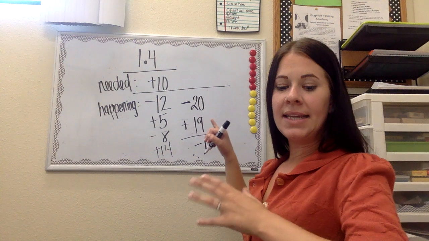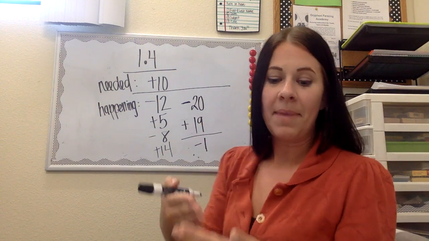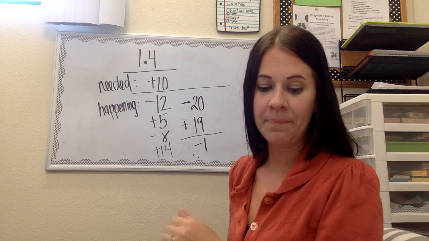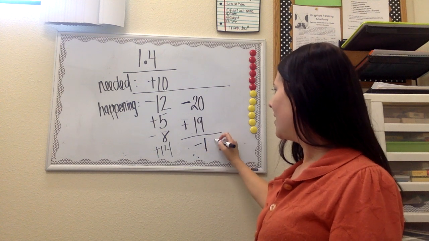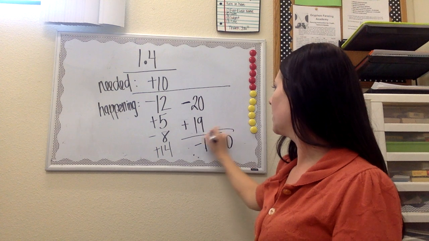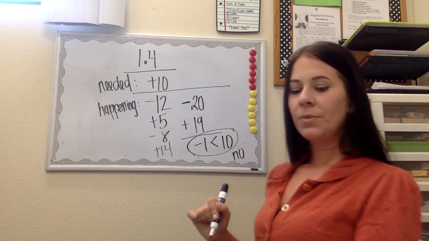So did they reach their goal here? Did they maintain possession of the ball? They did not. And so one way that we could write that is negative 1 is less than 10, because that's what we were looking for, which means no, they didn't.